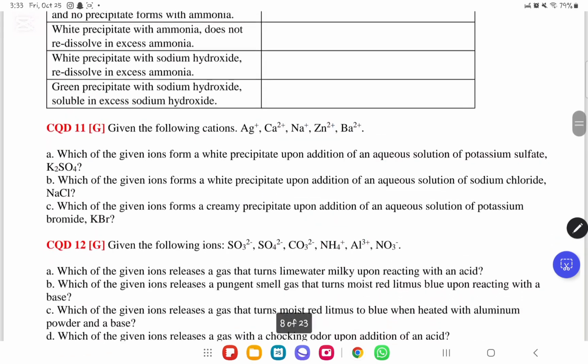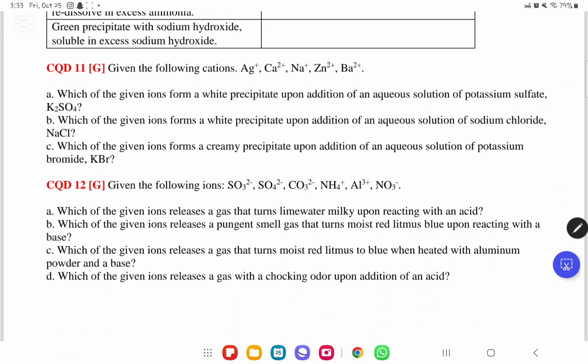So that's CQD number 10, done. CQD number 11. They gave us some cations: Ag+, Ca2+, Na+, Zn2+, and Ba2+. Which of the following ions forms a white precipitate upon addition of an aqueous solution of K2SO4? Since all of them are cations, we're going to be looking at the anion. What's the anion here? It's SO4 2-. So which of the following does not dissolve with SO4 2-? It's very simply Ca2+ and Ba2+.